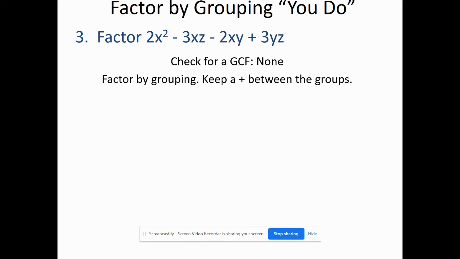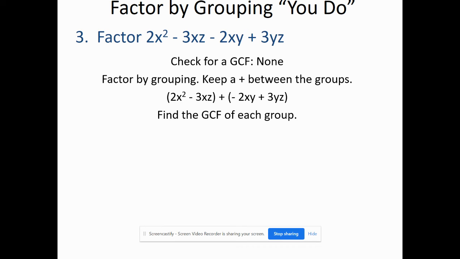We're going to keep a plus in the middle. So we're going to group the first two terms plus group the last two terms. And that's where we're going to take that negative, or the minus, and attach it with that 2. So looking at our first term, we're going to look for our GCF, and then our second binomial. So for each factor, we're looking for a GCF again.